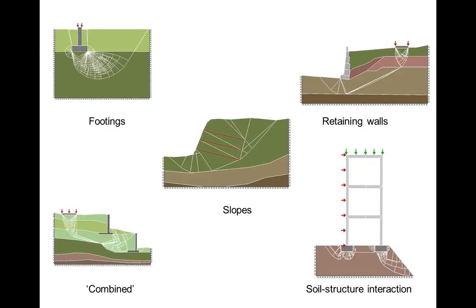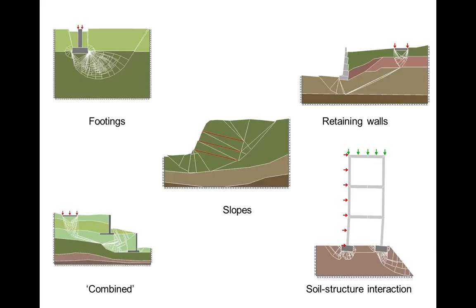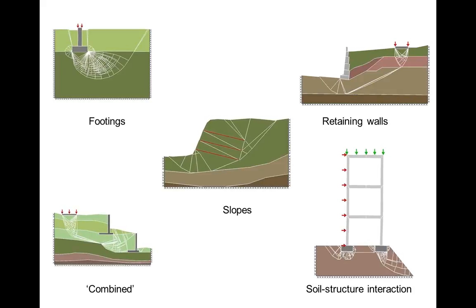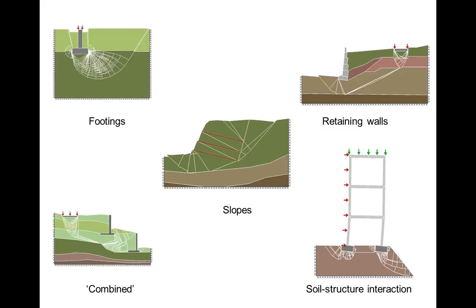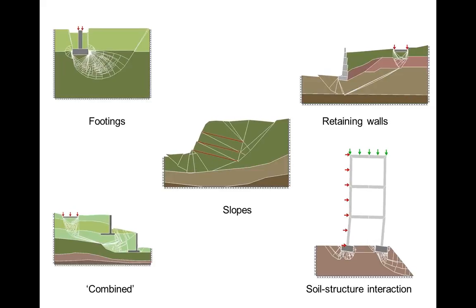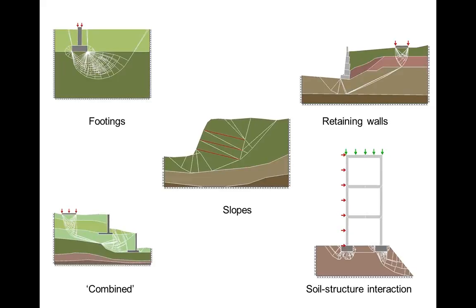Now, this slide just shows you the range of capabilities of the software. It can model a whole range of geotechnical problems and determine the collapse state for these particular ones. And of course today we're focusing on slopes, so that's the one in the middle of the image.